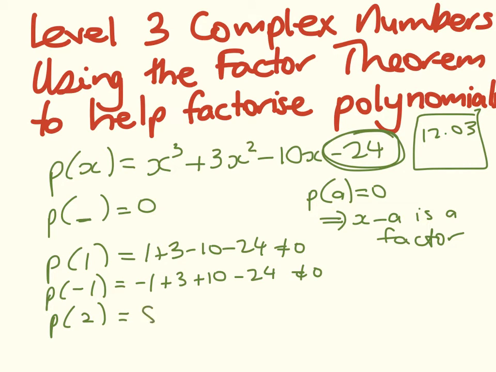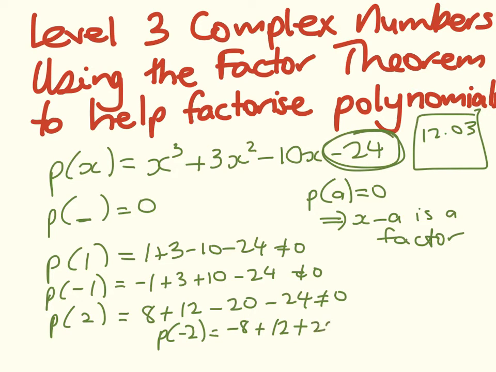And we get 8 plus 3 fours are 12 minus 20. So that looks good, but then I've got minus 24, so that doesn't work either. Let's try p of negative 2. Right, well we've got negative 8 plus 12 plus 20 minus 24. Right, so here we've got 4 and 20 minus 24, so that equals 0. So finally we've found a factor.